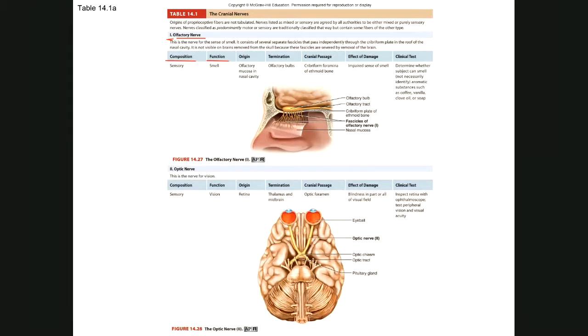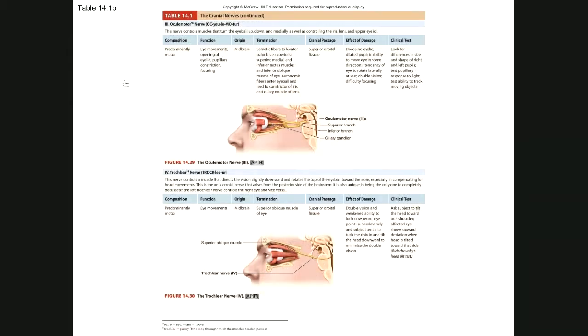Some of them are purely sensory, like the olfactory, which is for smell, and the optic, which is for vision, okay? The nerve for vision is the optic nerve, the second one, which you see right there highlighted on the figure as well. Okay, then you continue with the next set of nerves and you continue through the list. Now, I've compiled a list for you with not all of the information, but with the important things that you need to know for the cranial nerves. Mainly the number, the name, the composition, whether it's sensory, motor, and then the functions of the nerves, okay?